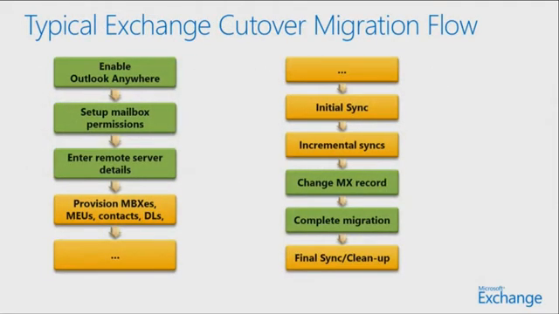Here's a typical Exchange Cutover migration flow. We enable Outlook Anywhere, set up mailbox permissions, enter remote server details, provision mailboxes, initial sync, incremental sync, change the MX records, complete the migration, and final sync cleanup. This complete migration is a big step. That's where you're going to recreate all the users' Outlook profiles, make sure that all their auto-completes are correct, and have them re-enter their signatures. That kind of stuff is all done in the complete the migration step.